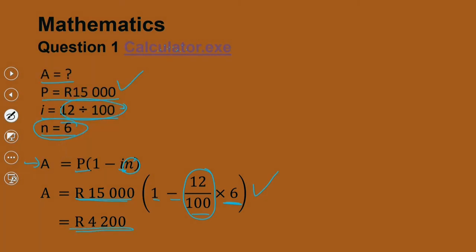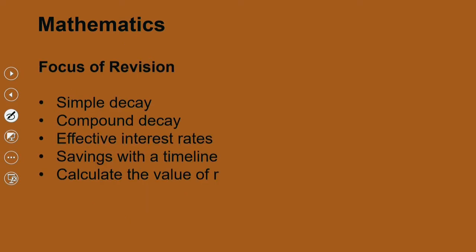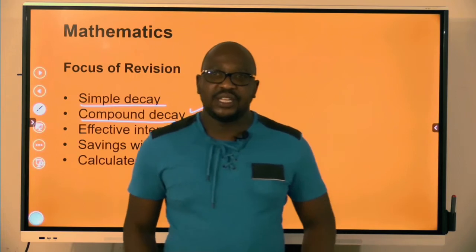4,200. 4,200 is our answer. Great stuff. Now, so far, what have we done? We have done the simple decay, so we are moving on to calculate the compound decay. Now, what is compound decay?